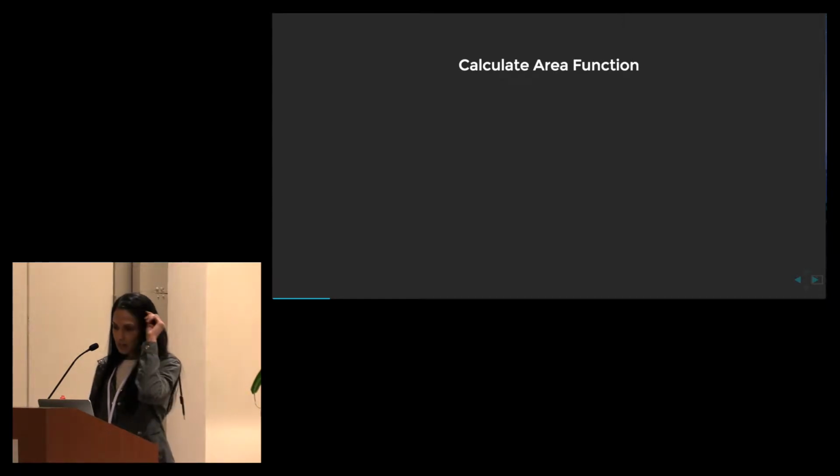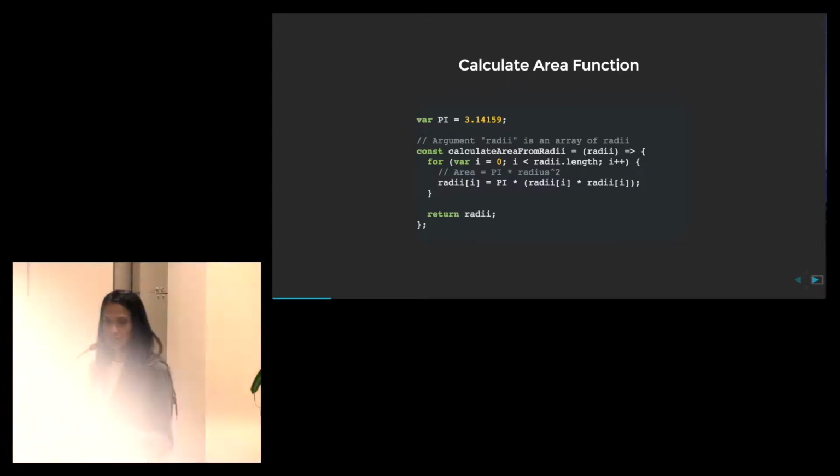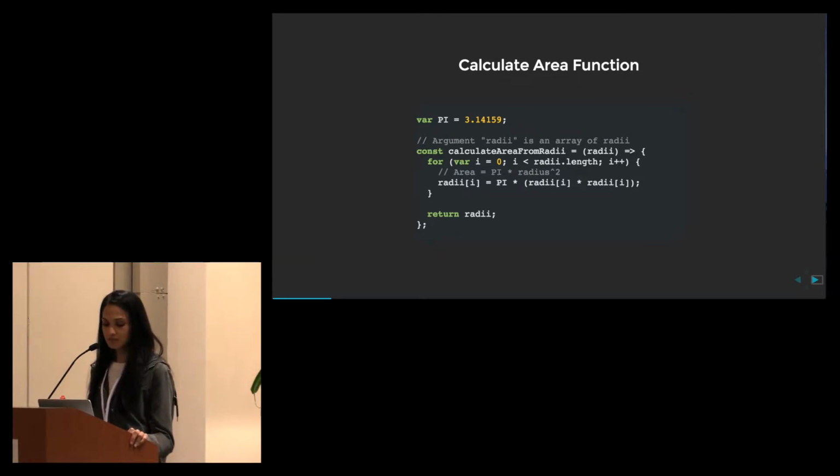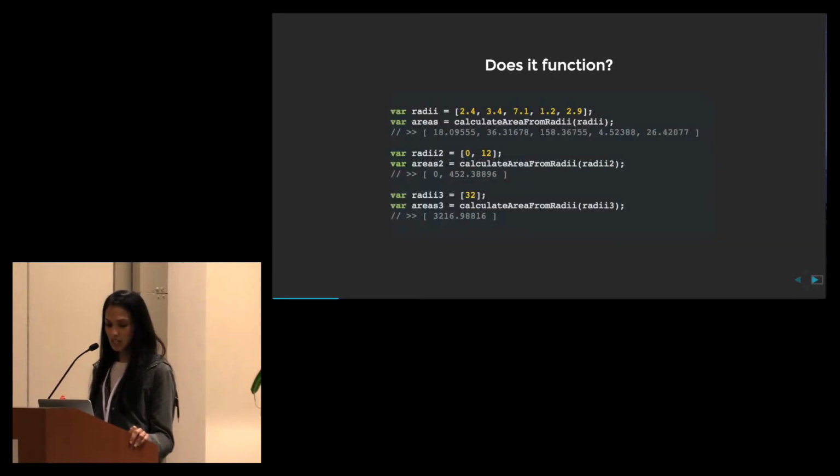I'll start off with a quick example so you can see what I mean. I have a function that calculates the area. All it does is take an array of radii, iterate through the radii, calculate the area, and return an array of areas. Now, as good programmers, let's go ahead and understand our program's behavior, right? The first question we might ask is, does it even work? So we test a bunch of different inputs. We pass in an array of radii, and we test that the output looks reasonable, and it looks pretty reasonable. So I'm going to say that it works.